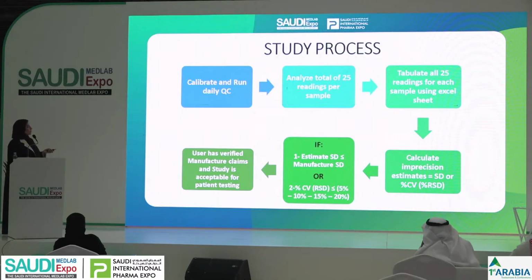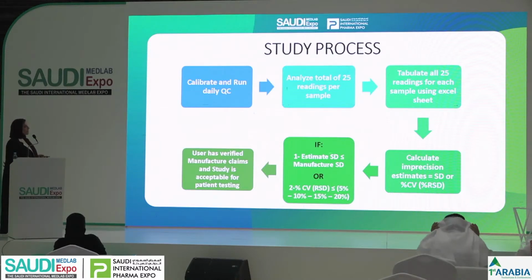Study process, simply: on the day that I'm going to do my method validation, I prepare my instrument, calibrate, and run quality control. If the control is okay, I will do my 25 readings. Then I will tabulate them in an Excel sheet, which I will show you in my next slide. Then I will calculate my imprecision estimate against the acceptable criteria. It's either by standard deviation or coefficient of variation, which some people call relative standard deviation.